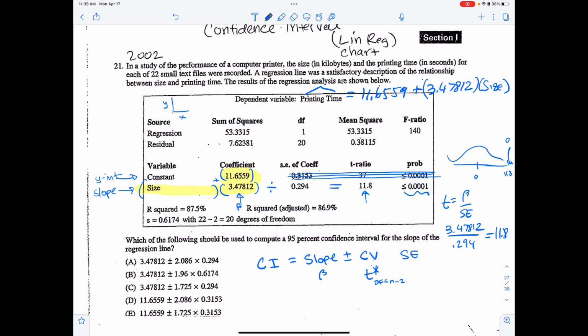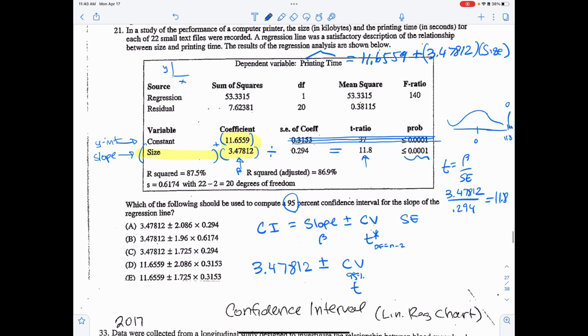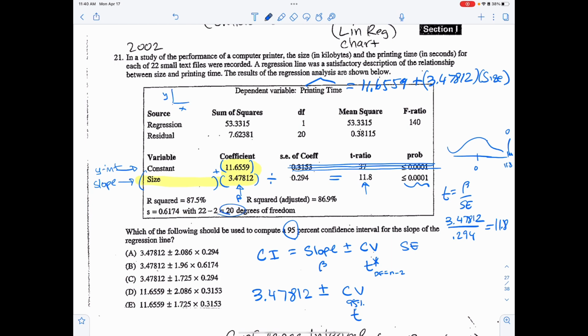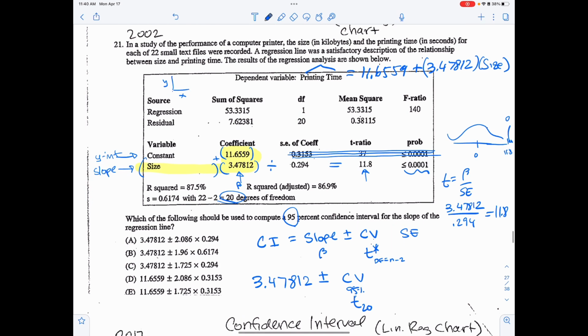And it's given to you right here. So it's just 3.47812, my slope, plus or minus my critical value, which I am going to have to do at 95%. So I'll just put that there, t star 95%. So I'm doing t with degrees of freedom of, let's see, it tells me right here, 20 degrees of freedom for 95%. And then times my standard error, which is just right here, 0.294.